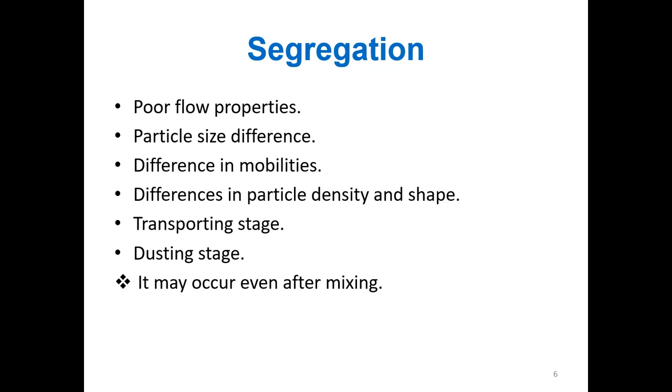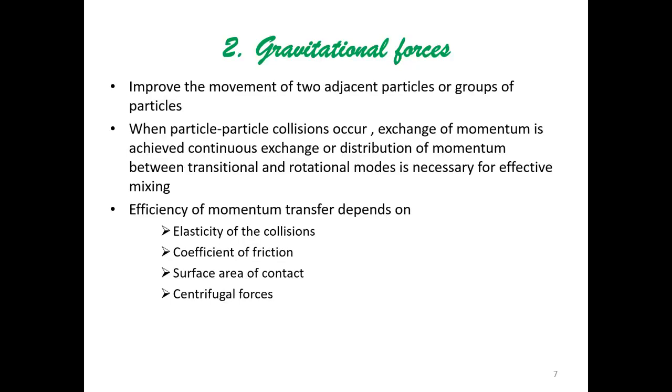Sometimes there is a difference in the particle size, and sometimes you can check the flow properties, whether the flow property is slow or fast. So there is a difference in mobilities, a difference in particle density and shape, and a difference in transportation and storage, during the dusting stage. So how these particles are separated or segregated from one another, it may occur even after mixing. After mixing there may be chances of segregation.